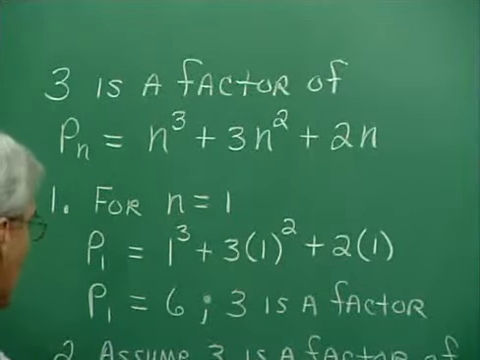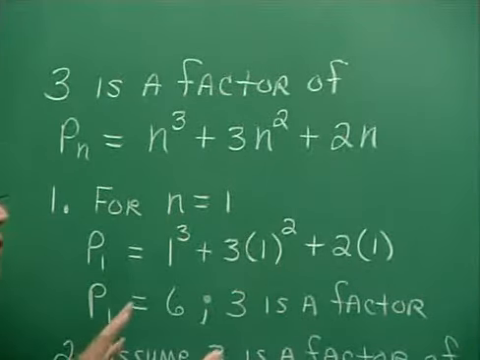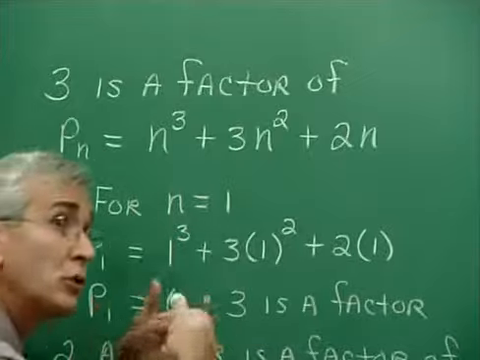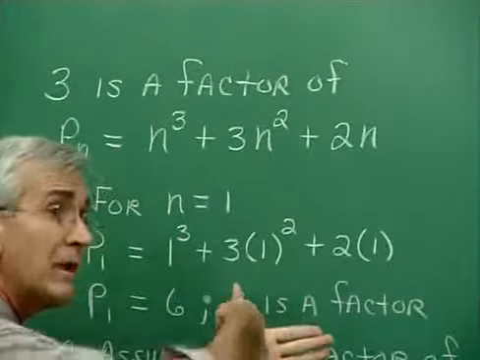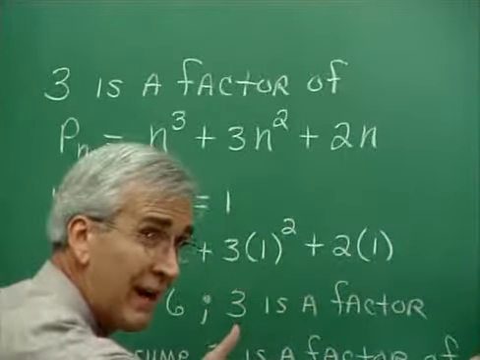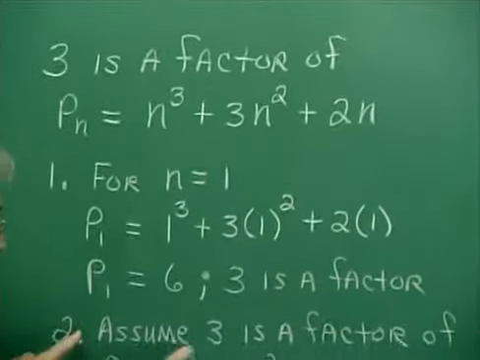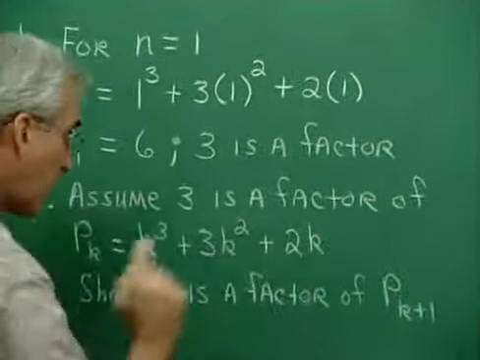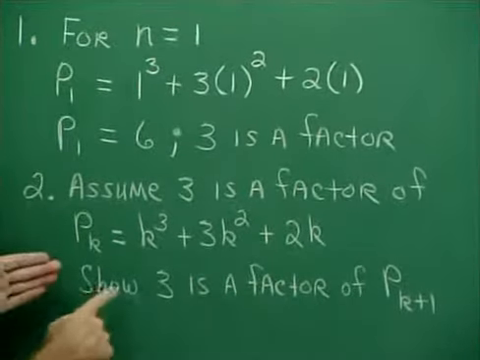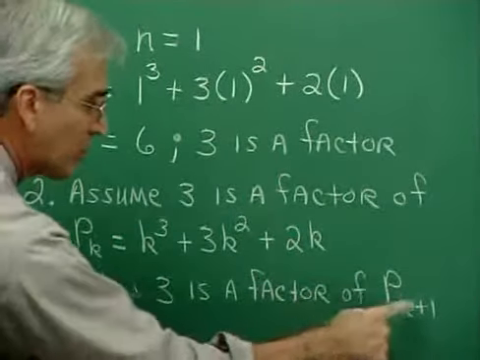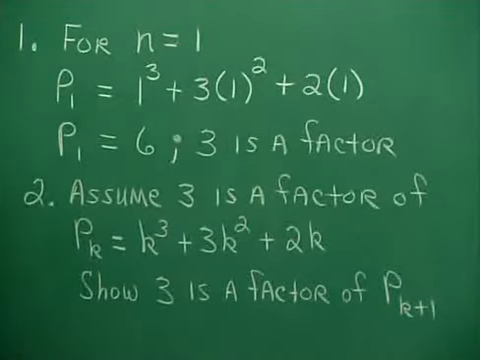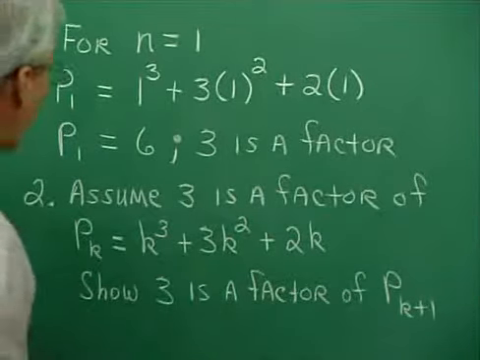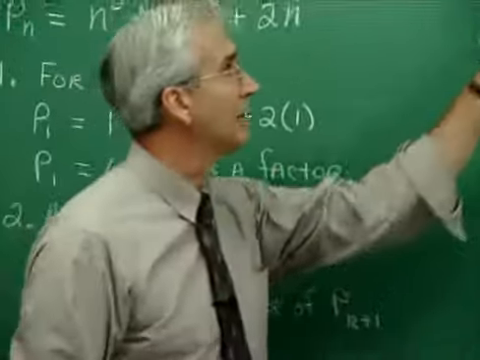Now we have to show that the assumed truth of the kth item implies the truth of the k plus 1th item. That is, we assume that 3 is a factor of p sub k, which has this form. And we want to show that 3 is a factor of p sub k plus 1. All right, we begin this way. We start by writing the p sub k item.